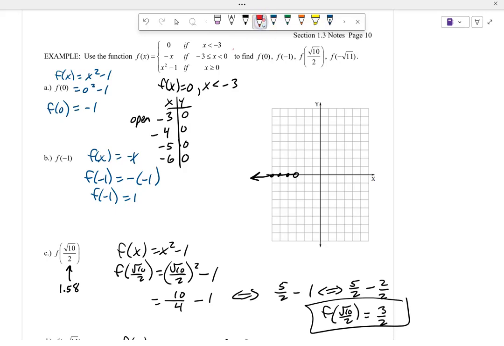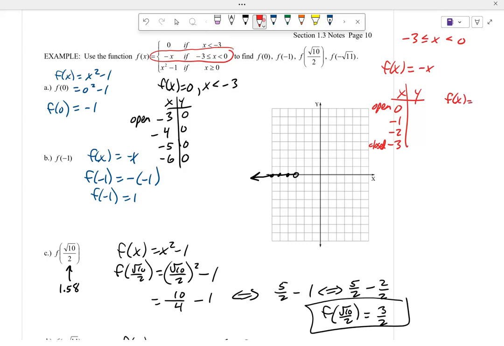Now for the next one, let me do this one in red. F of x, y equals negative x, where I'm between negative 3, including it, and less than 0. So I'm less than 0, so that's open, but greater than or equal to negative 3. So negative 3 is included. That one's going to be closed. And I'm going to plug it in to this negative x. So f of 0 is negative 0. Well, that's just 0. F of negative 1 is negative negative 1, so that'd be 1. F of negative 2 would be 2. F of negative 3 would be negative negative 3, which is 3.